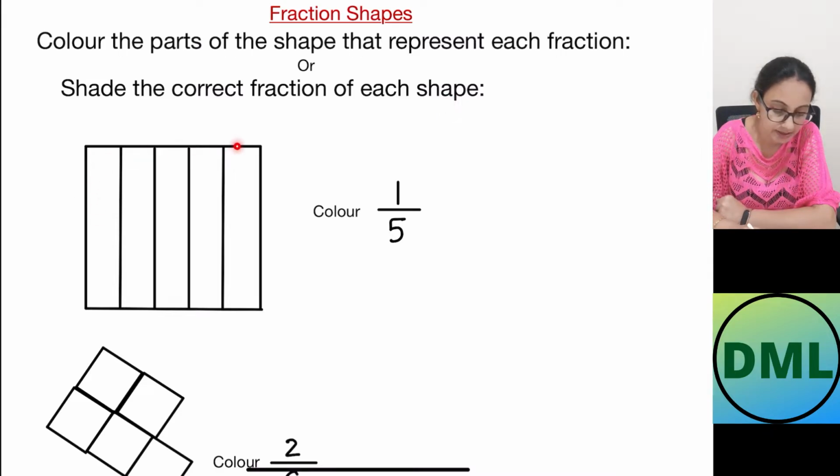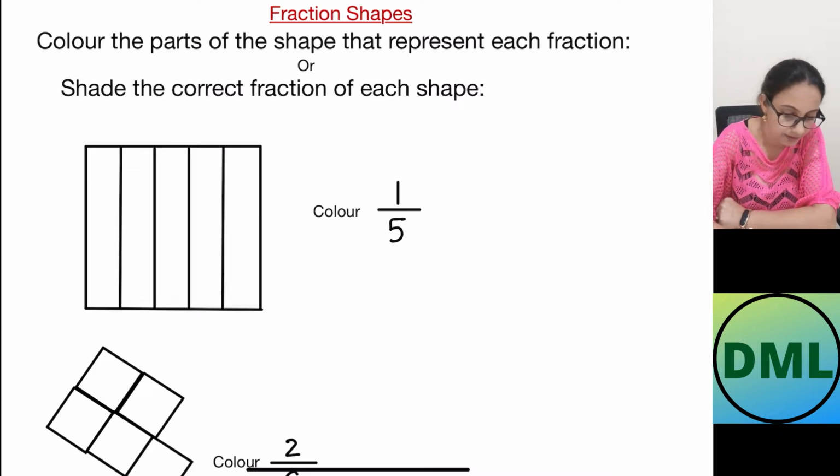Now this is the rectangle we have. So how many parts does it have? 1, 2, 3, 4, 5. All parts are equal. So that means you can see that 5 is in the denominator. Now it is telling me how many parts I have to shade. I have to shade only one part because 1 is in the numerator. That means out of 5 parts I have to color only one part.